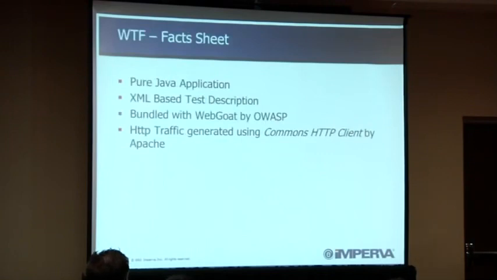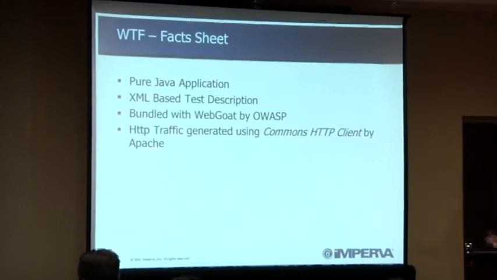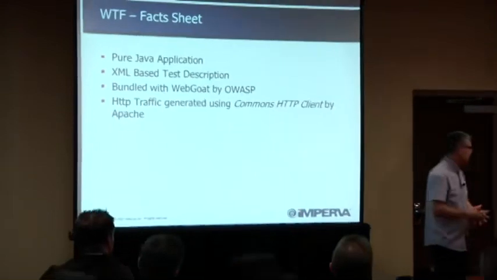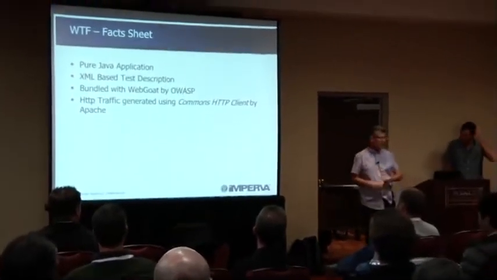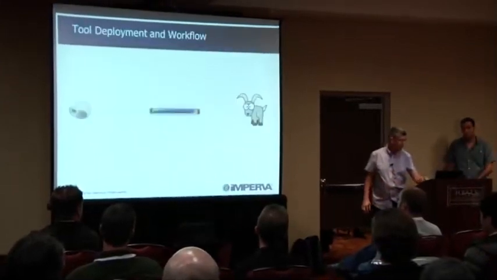We ended up with a pure Java application, again, with heavy reliance on XML-based configurations. We bundled the WebGoat application together with it as a sample application. It wasn't the easiest one to go with, but we wanted an application that would be accepted as an unbiased way to represent application layer vulnerabilities. So we used that. And we use the common HTTP client by Apache to generate the traffic.